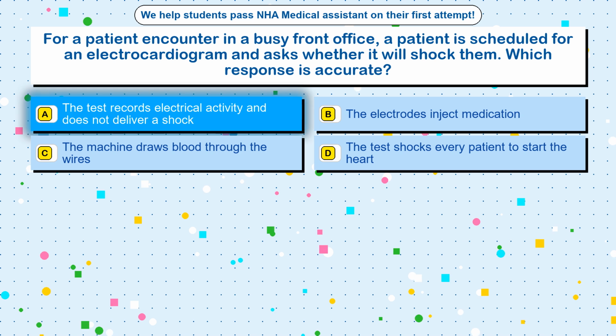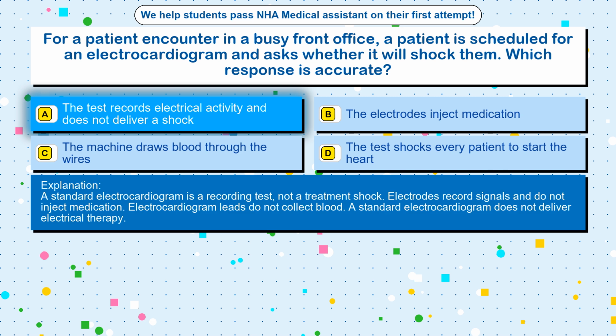The test records electrical activity and does not deliver a shock. A standard electrocardiogram is a recording test, not a treatment shock. Electrodes record signals and do not inject medication. Electrocardiogram leads do not collect blood. A standard electrocardiogram does not deliver electrical therapy.